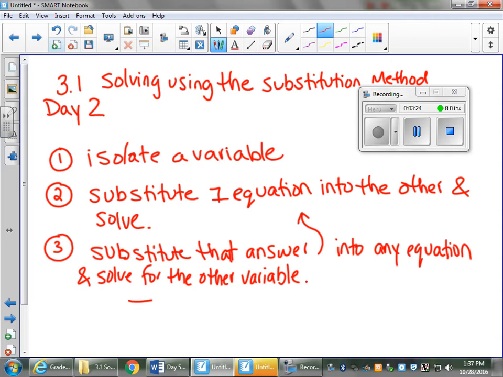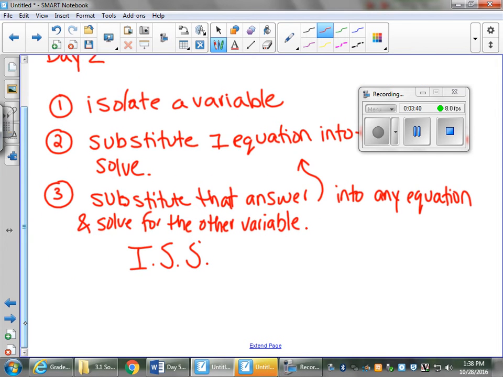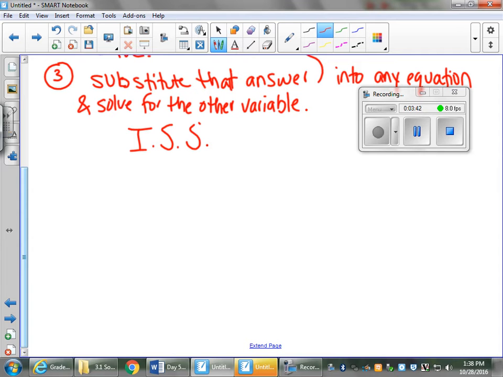I call this the ISS method, which kind of doesn't really sound so good. Not in school suspension, but it's isolate, substitute, substitute again. ISS: isolate, substitute, substitute again. So we are going to try 5 examples of this. Everything that I write down, you guys are writing down. These are all notes on how to solve using the substitution method.